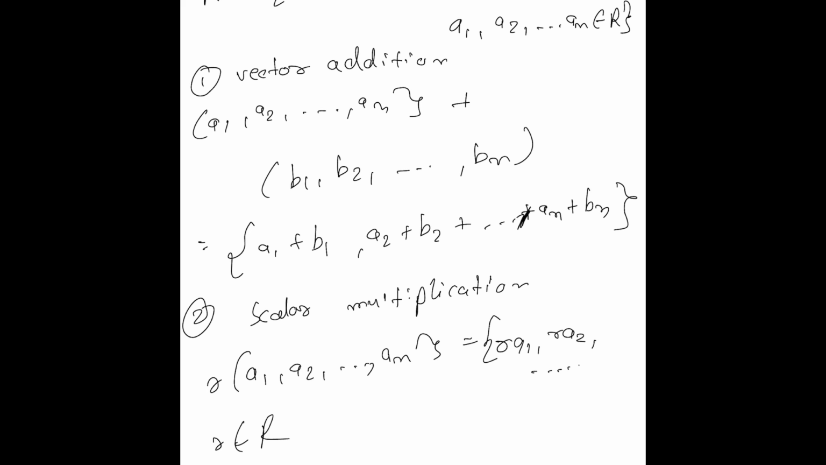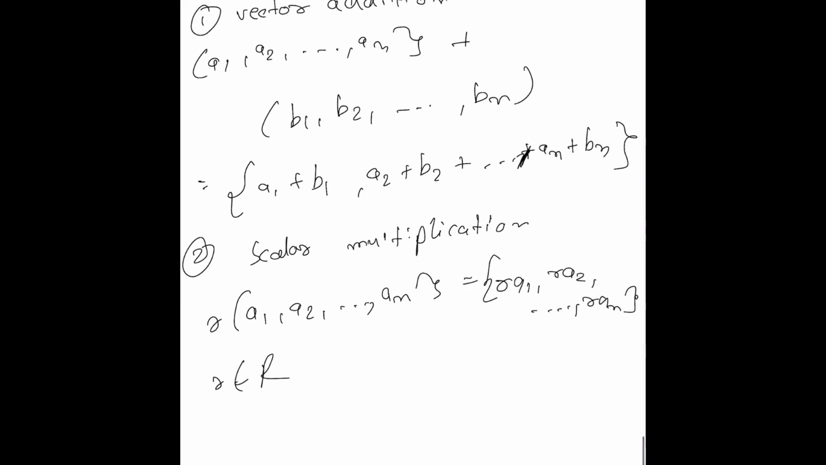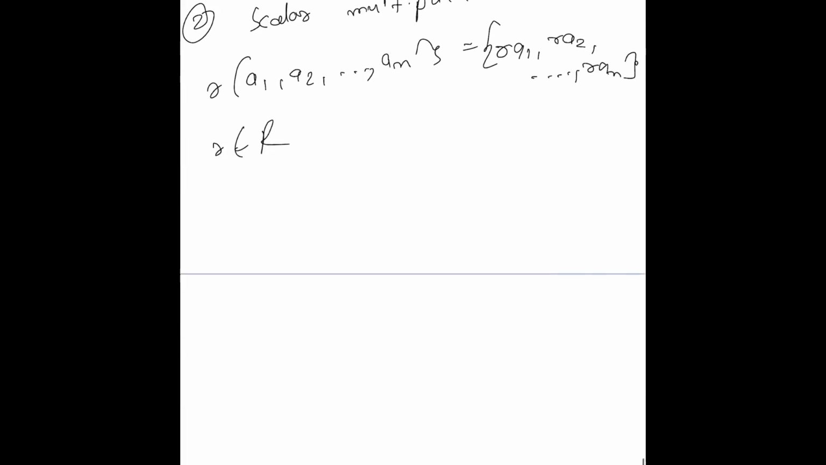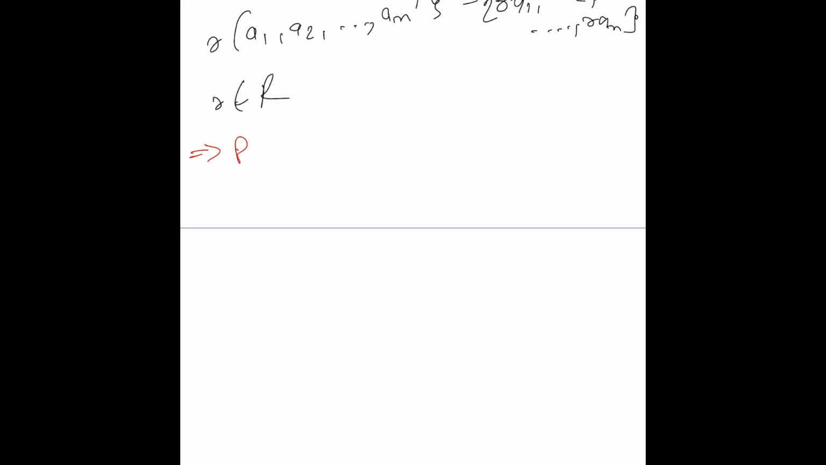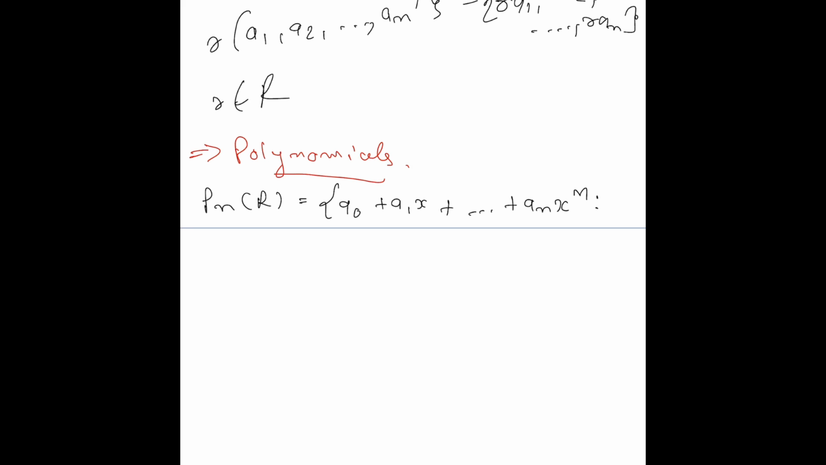Now we go with polynomials. The polynomial space is the set of all polynomials of degree less than or equal to n with real coefficients. Let's assume, I will just go with an example. We have this polynomial a0 plus a1x plus up to an x^n, where a0 up to an belong to the real numbers. We'll add a vector addition in this one.